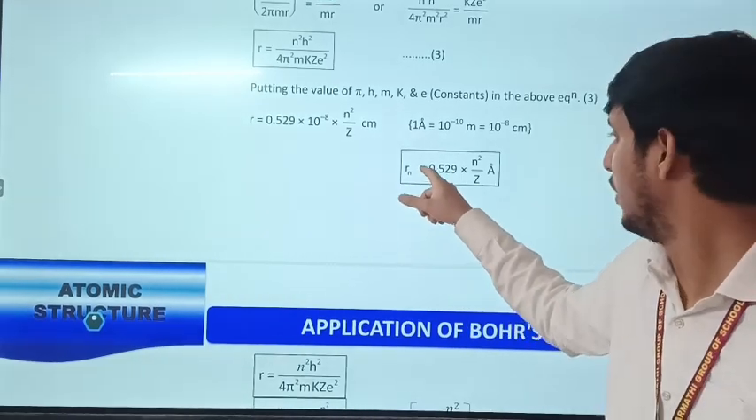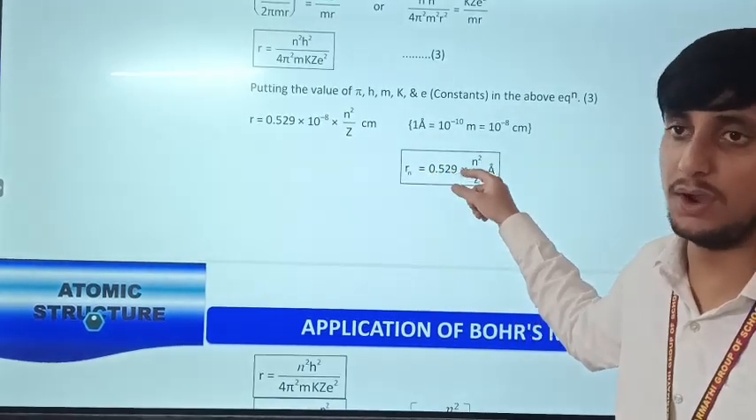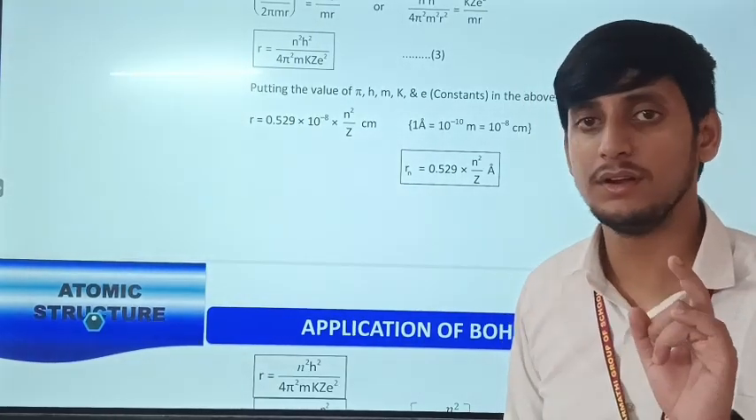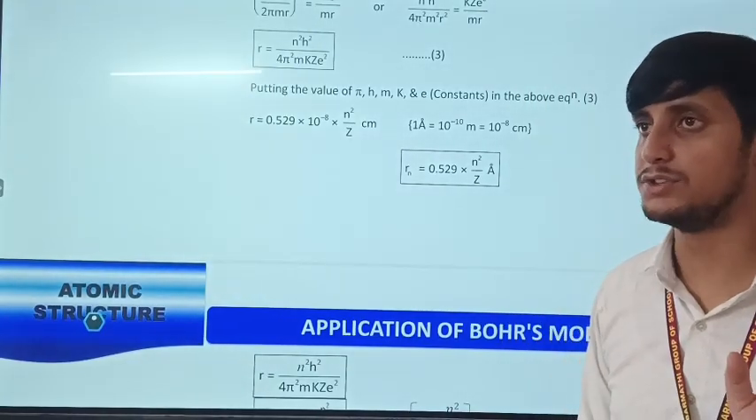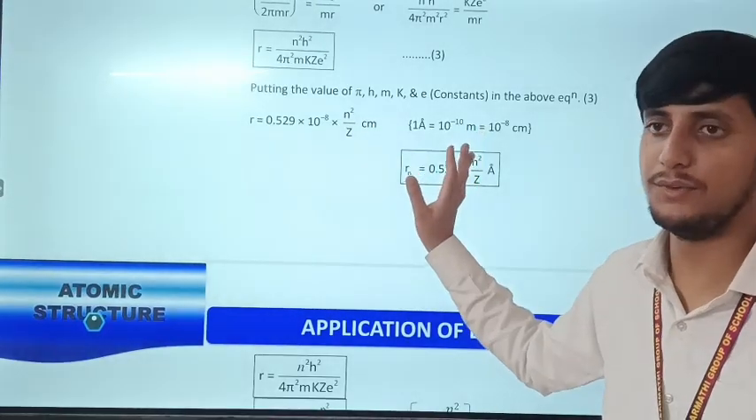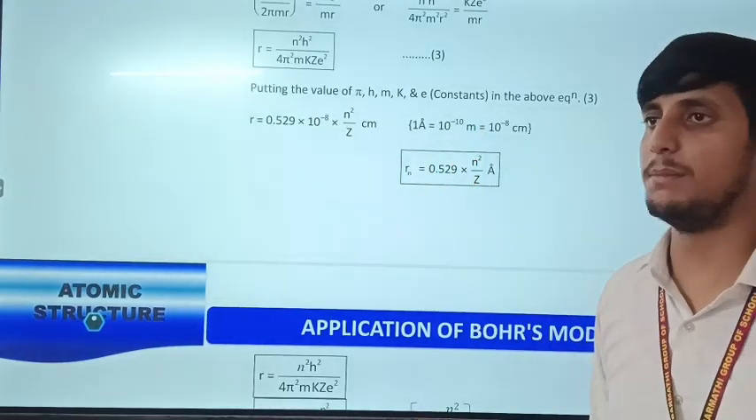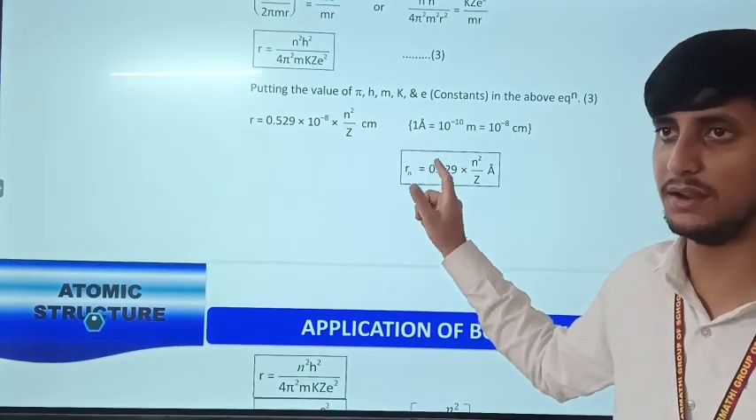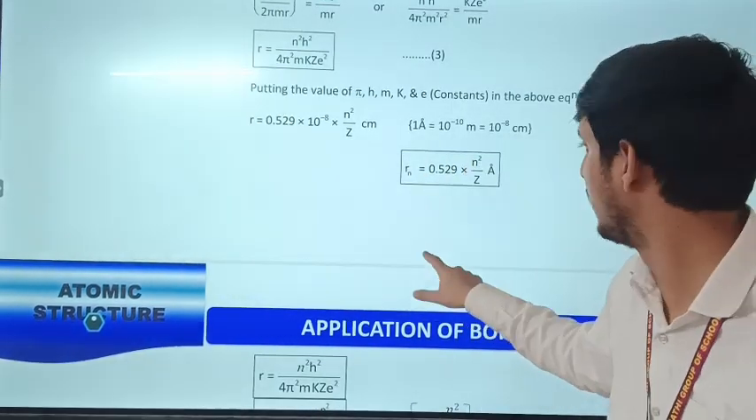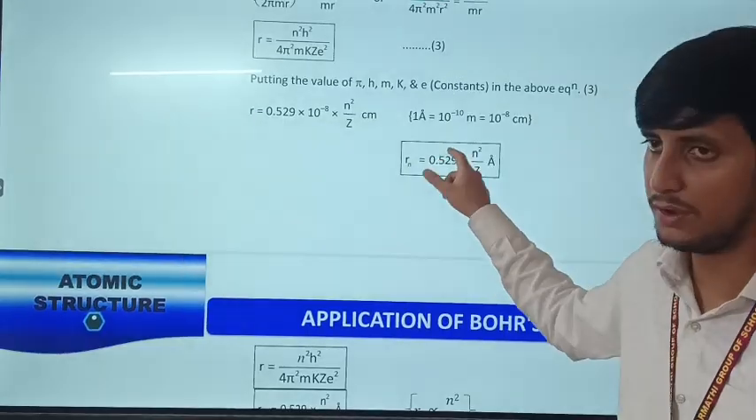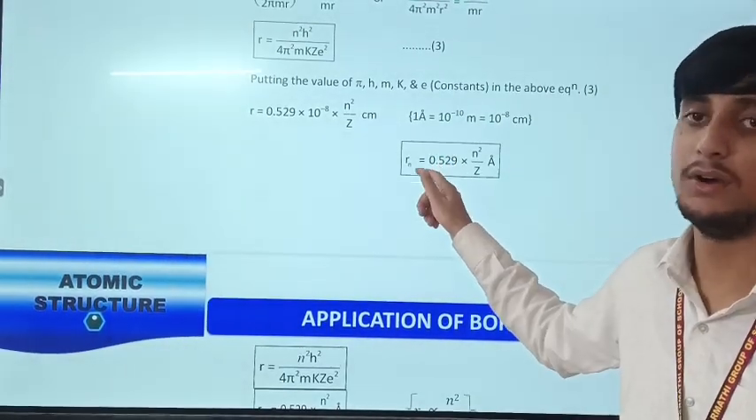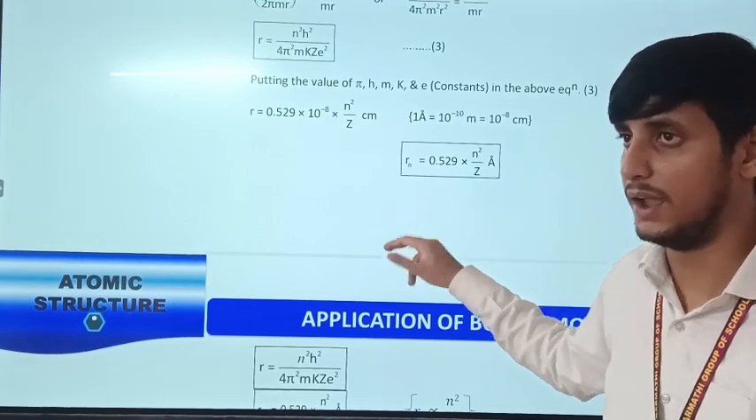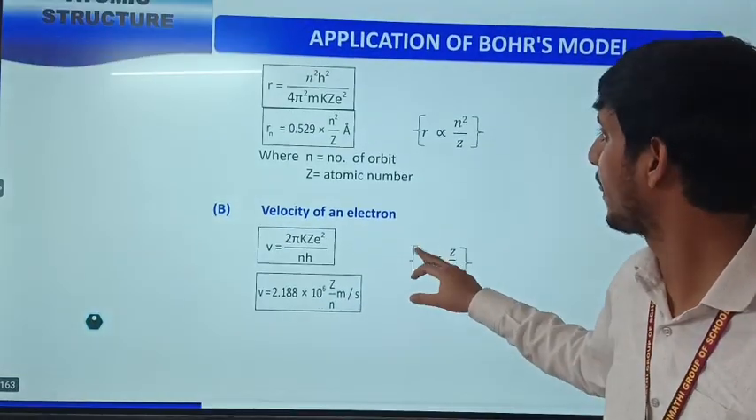R equals 0.529 into n square upon Z, in unit angstrom. Remember this formula for all the derivations. Maximum 95% of questions you can solve by this formula, 95 to 98%. R equals 0.529 into n square upon Z, unit angstrom.